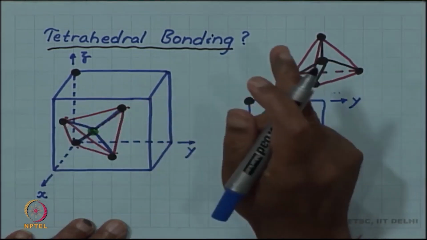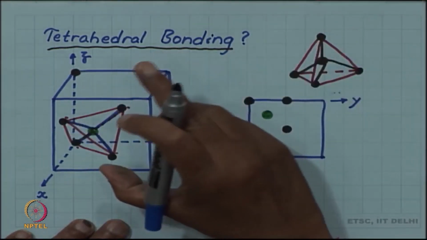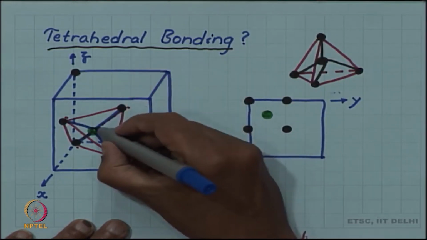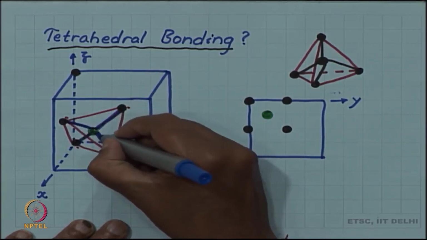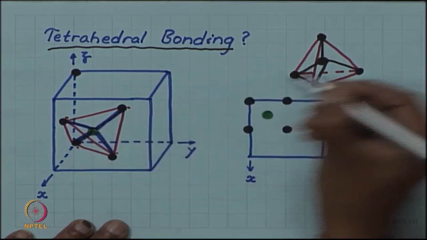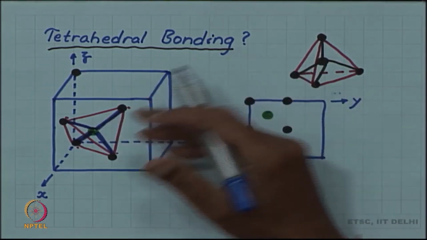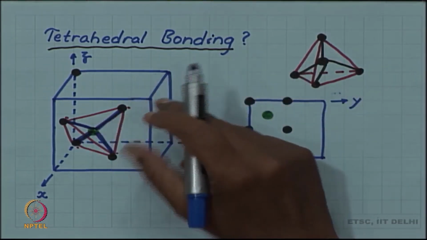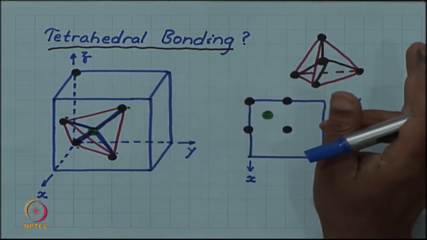So, the red lines which I have drawn are not carbon carbon bonds, they are the reference lines to show the tetrahedron, and the blue lines here are the actual carbon carbon bonds. So, I have done this for this 1/4 atom in this unit cell. If you do this for other atoms, you will find that each atom is at the center of a tetrahedron.